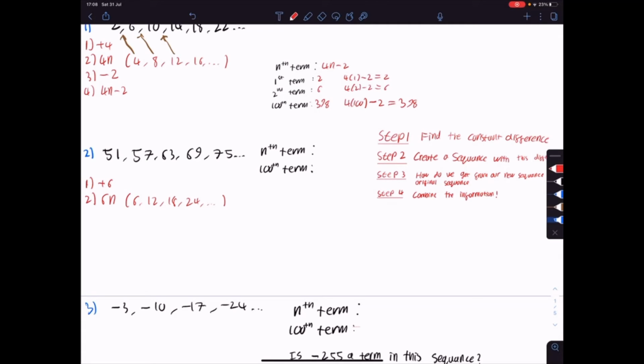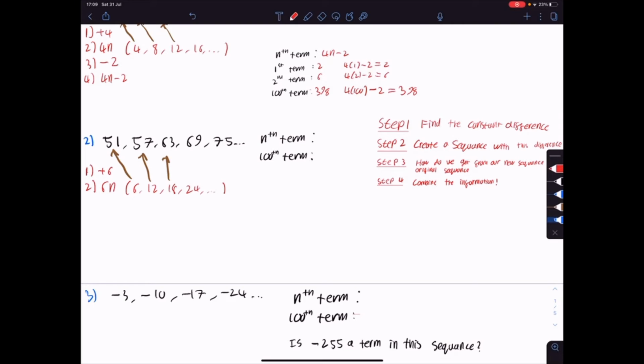So, how do we get from our new sequence back to our original sequence? What do we need to add or subtract from this sequence here to get back to this sequence? So if we just look at it on a term-by-term basis again, how do we get from 6 to 51, 12 to 57, 18 to 63? And the answer is we just need to add 45.